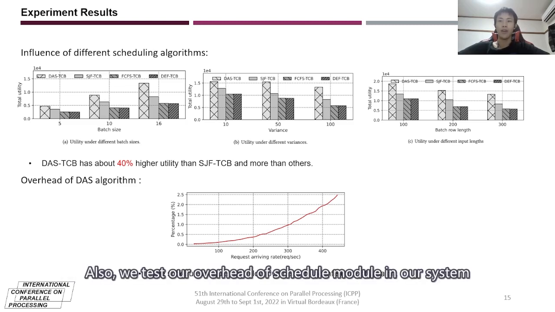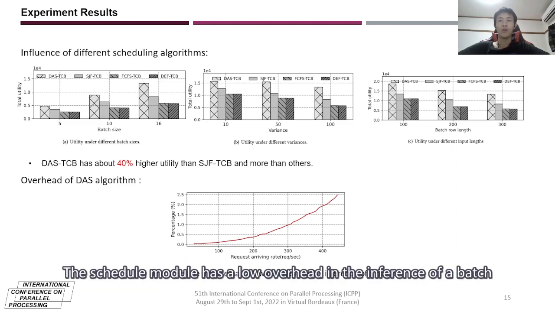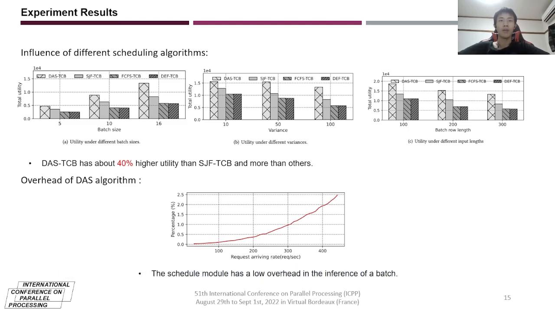Also, we tested the overhead of the schedule module in our system. The schedule module has a low overhead in the inference of a batch, but the overhead will be bigger when the request arrival rate is increasing.